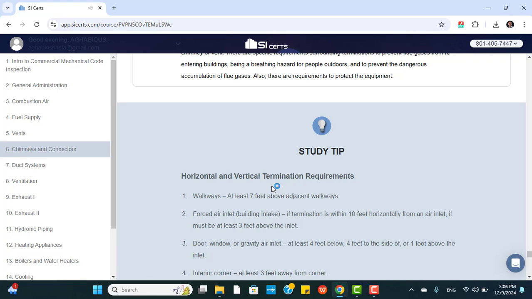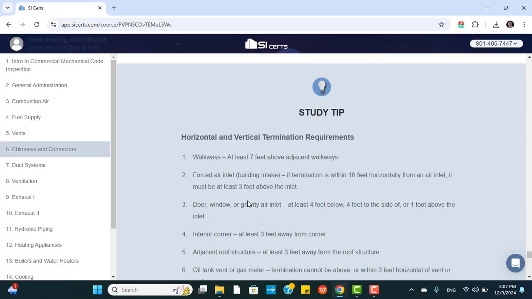Study tip: horizontal and vertical termination requirements. Walk away at least 7 feet above adjusting walk. Forced air inlet, building intake: if termination is within 10 feet horizontally from the air inlet, it must be at least 3 feet above the inlet.